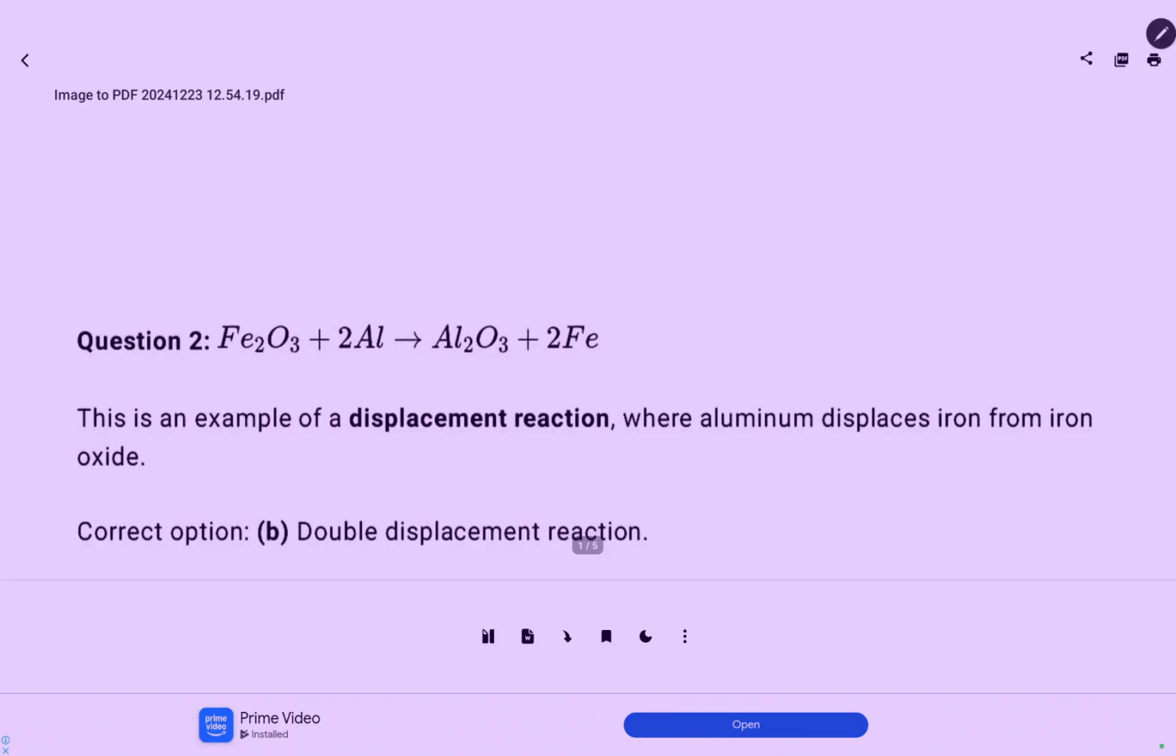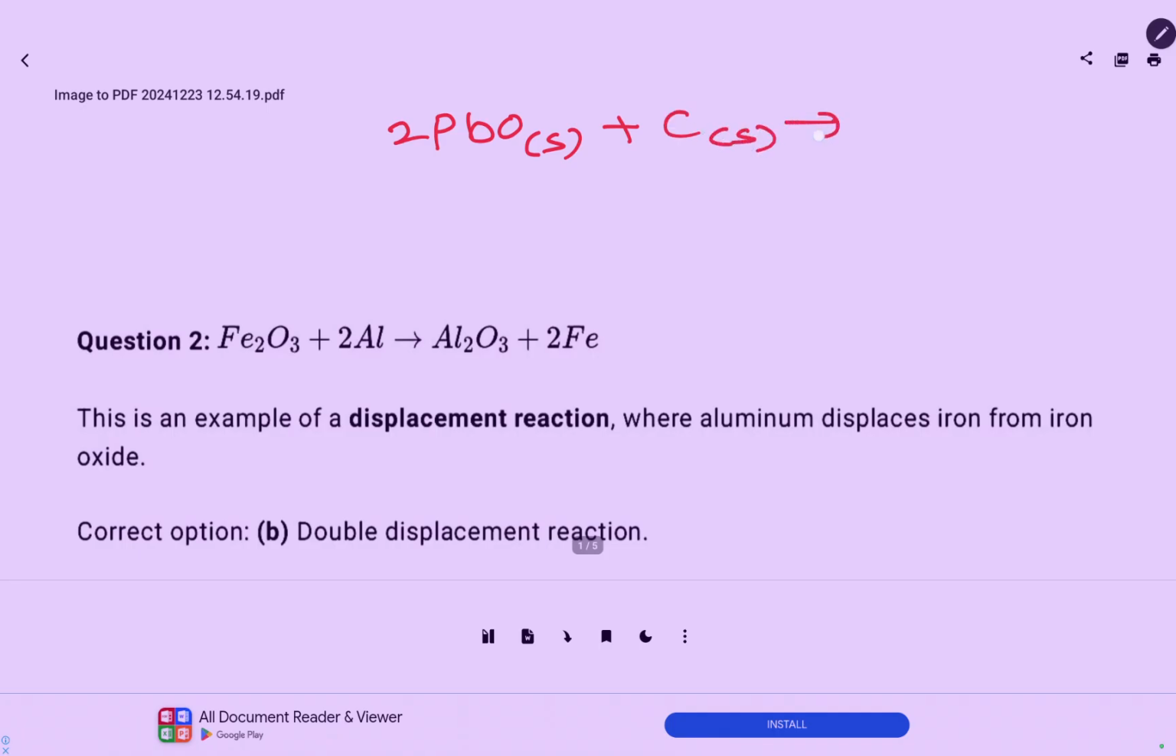If you observe, the equation is 2PbO, in solid form, combined with carbon in solid form, giving rise to 2Pb plus CO2, carbon dioxide in gaseous form. This is the equation given, and they asked about different statements. The statements are: lead is getting reduced, carbon dioxide is getting reduced, carbon is getting oxidized, and lead oxide is getting reduced.